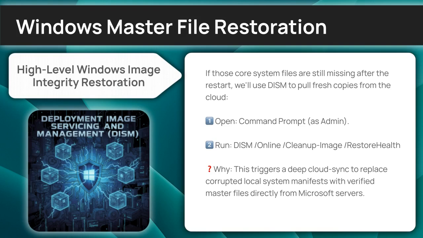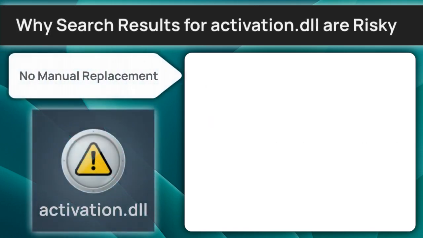If those core system files are still missing after the restart, we'll use DISM to pull fresh copies from the cloud. First, open Command Prompt as admin. Second, you're going to type DISM /online /cleanup-image /restorehealth, then hit enter. Why are we doing this? Well, this triggers a deep cloud sync to replace corrupted local system manifests with verified master files directly from Microsoft servers. Beyond the repair, maintaining a secure workstation requires avoiding a few common technical mistakes.